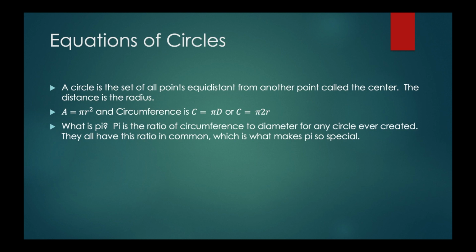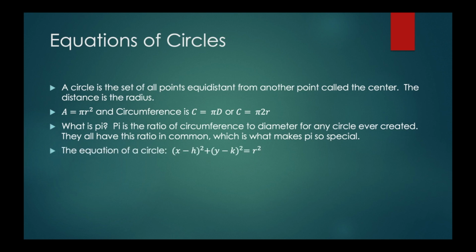So what is pi? Pi is the ratio of circumference to diameter for any circle ever created. They all have this ratio in common. So if you take any circle and measure the distance around and then the distance across and divide those two, you will always get 3.14159. It's common for every single circle. That's what makes pi so special. Well, one of the things that makes pi so special.